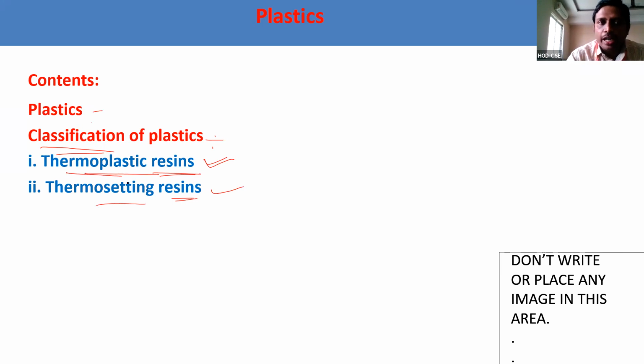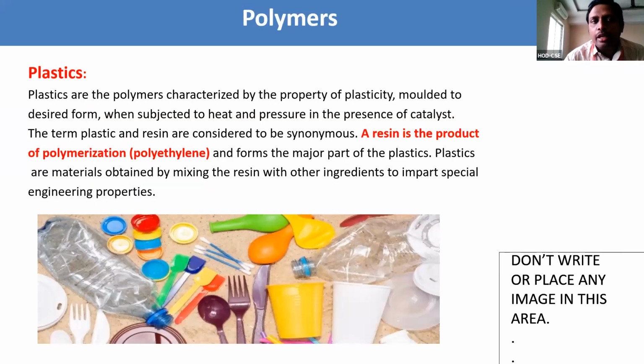Coming to the plastics, what actually are plastics? These are also polymers, right? Plastics are polymers characterized by the property of plasticity. It can be molded into the desired form, whatever form we need, when subjected to heat and pressure in the presence of a catalyst. That is called plastic.